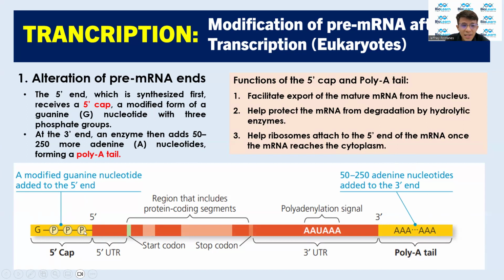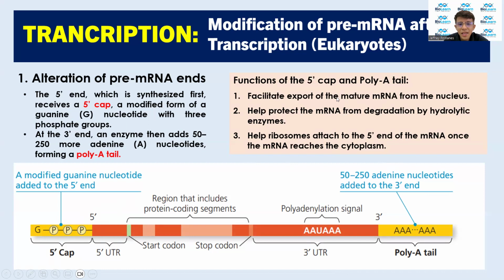So, they're like shoes for the mRNA. Later on, this is actually for protection. So, what again is the importance of those two? Number one, it facilitates export of the mature mRNA from the nucleus, so it can go outside of the nucleus, towards the cytoplasm. Number two, it helps protect the mRNA from degradation by hydrolytic enzymes.